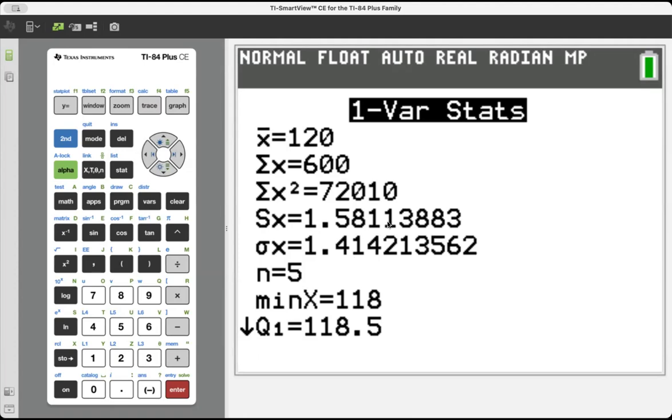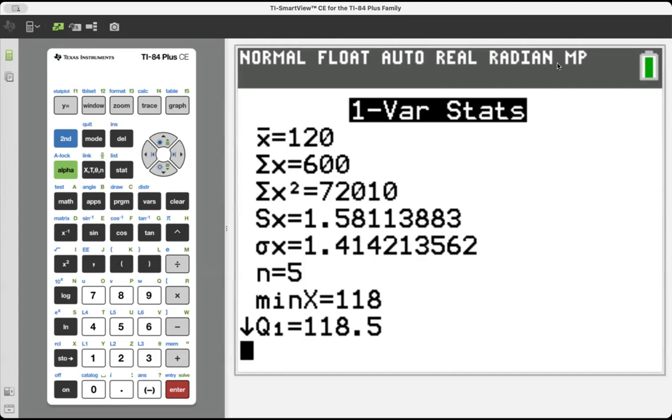Now, if our data, instead of representing a sample, represented a population, we would be using the next row, sigma x, for our population standard deviation, and it would be 1.4142.